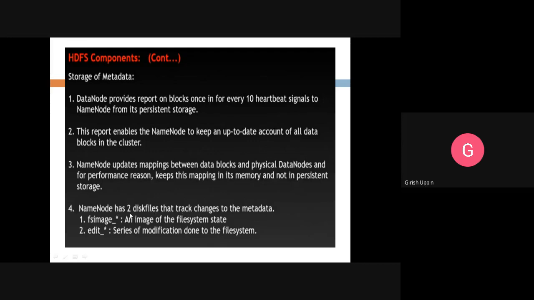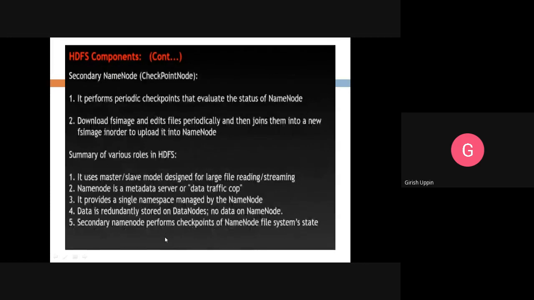And the name node has two disk files to track all the changes. Even though we have the information in memory, a copy is also kept on the disk, because in case of a failure we can recover from the failure point. For that we have the fs image, an image of the file system's current state, and the edit file, which has a series of modifications done to the file system.